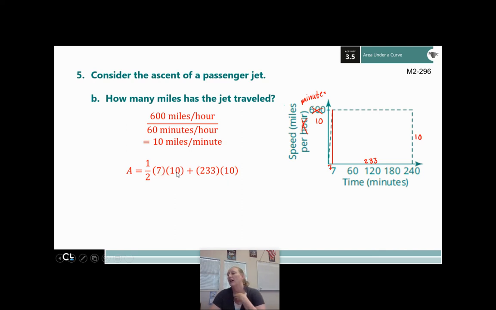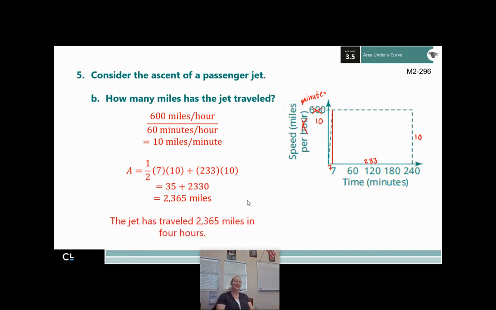1/2 times 7, 7 times 10 cut in half is 35. 233 times 10 is 2,330. Add them together and I get 2,365 miles. So the jet has traveled 2,365 miles in only 4 hours. That's awesome. Time to go on a trip.